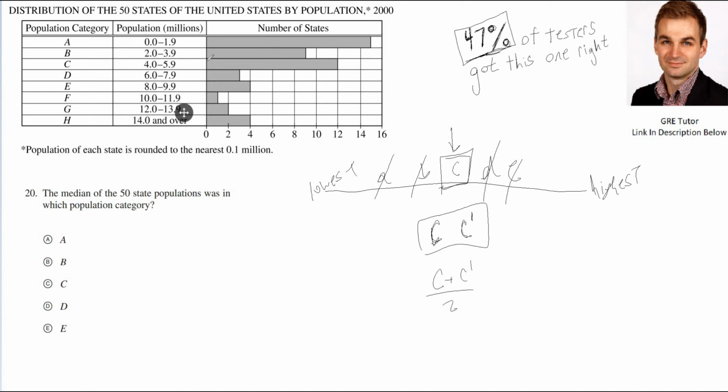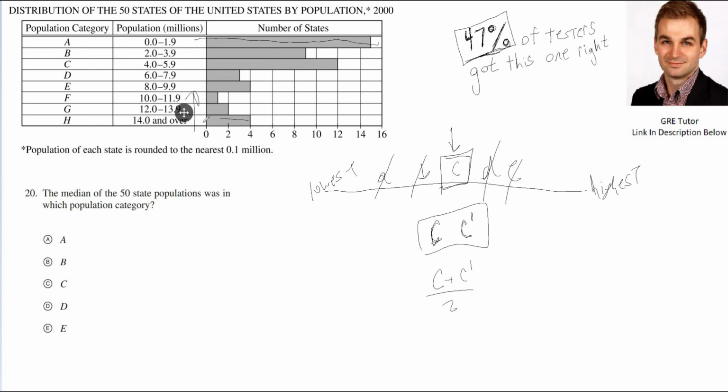Alright, so let's start off with this. Here we know we have 15 that are in 0 to 1.9 million. So if we cross out this category, we have to cross out 15 states going the opposite direction. Because this is already in increasing order. These are the smallest population states, these are the highest. So let's see if we can cross off 15 going this way now.